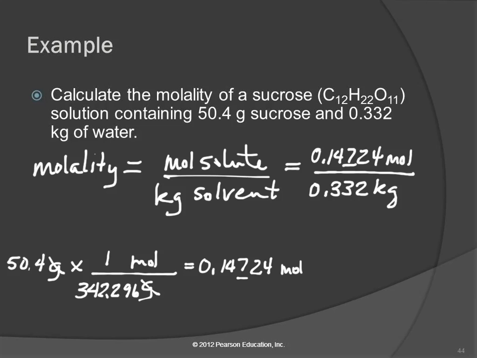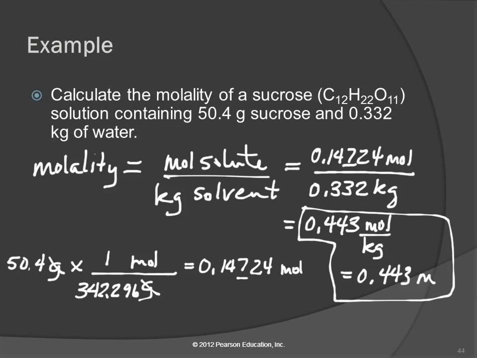I still have that number in my calculator. I'm just going to leave it there and divide by 0.332. And I should keep three significant figures, 0.443. What's the unit? Moles per kilogram. Which is also abbreviated with a lowercase m. What I really don't like about the lowercase m, that sure looks like meters, but it isn't. Any questions?